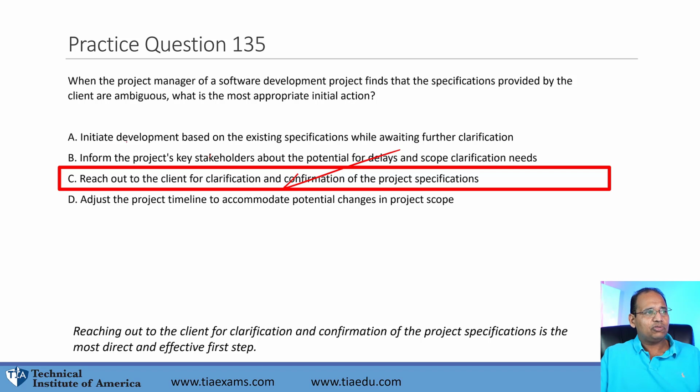The other good answer is initiate development based on existing. If you do this, you're guaranteed to fail because you don't have the right scope clarification. You telling them about potential for delays, this was the second best answer. Before you do that, let's see if we can get it first. Then we may want to do that. You can't just adjust timeline, especially on these types of, remember, on an agile project, technically you have a fixed timeline. On a traditional project, you need approval for that.